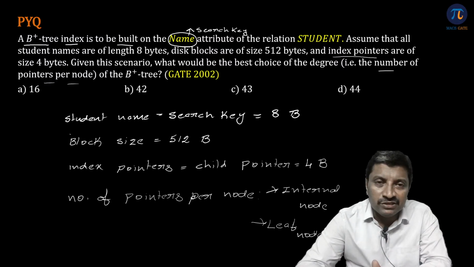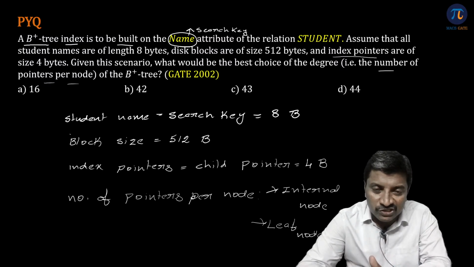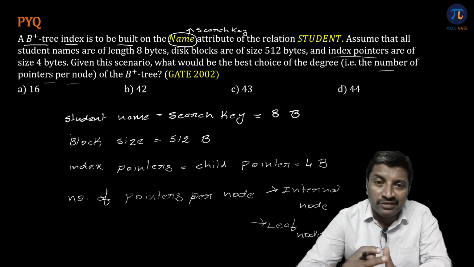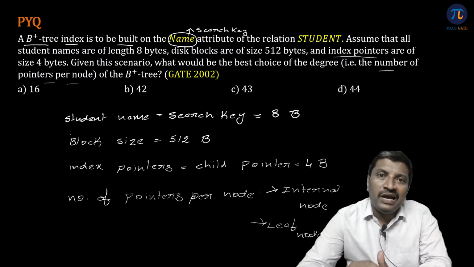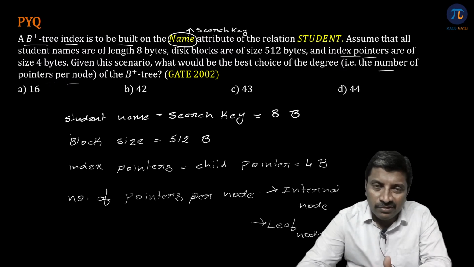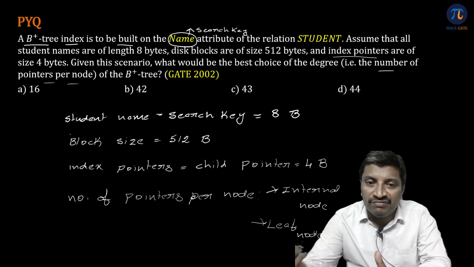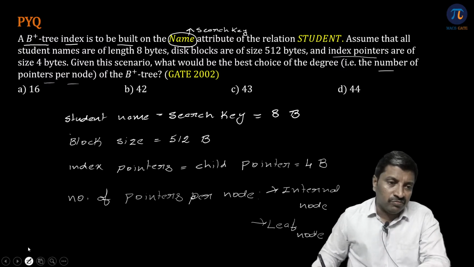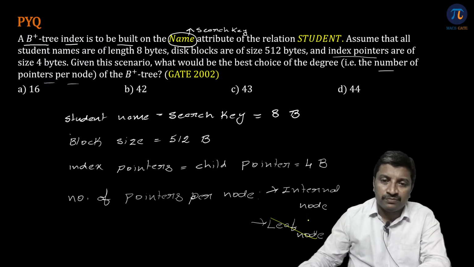To decide this, there are two ways. The first way: if I want to find the order of a leaf node, I need three things: search key, child pointer, as well as data pointer. Here I don't have a data pointer. Whenever I don't have a data pointer, it is not possible to conclude about the order of the leaf node. This is the first way. So that's why the question is not about leaf nodes.